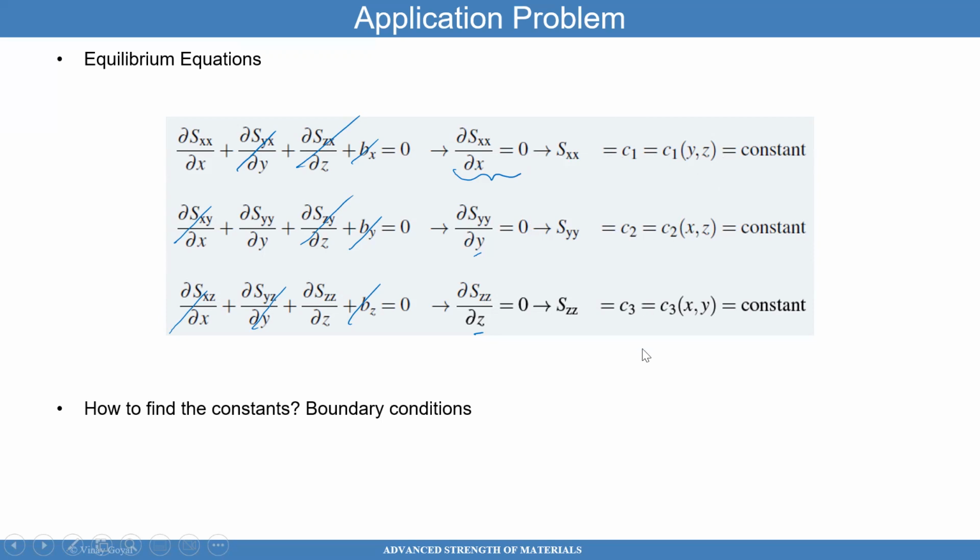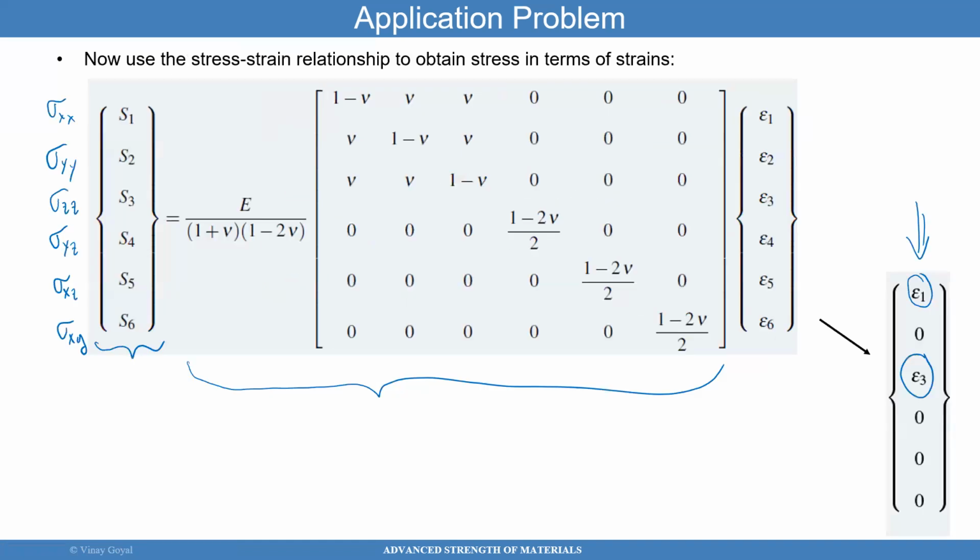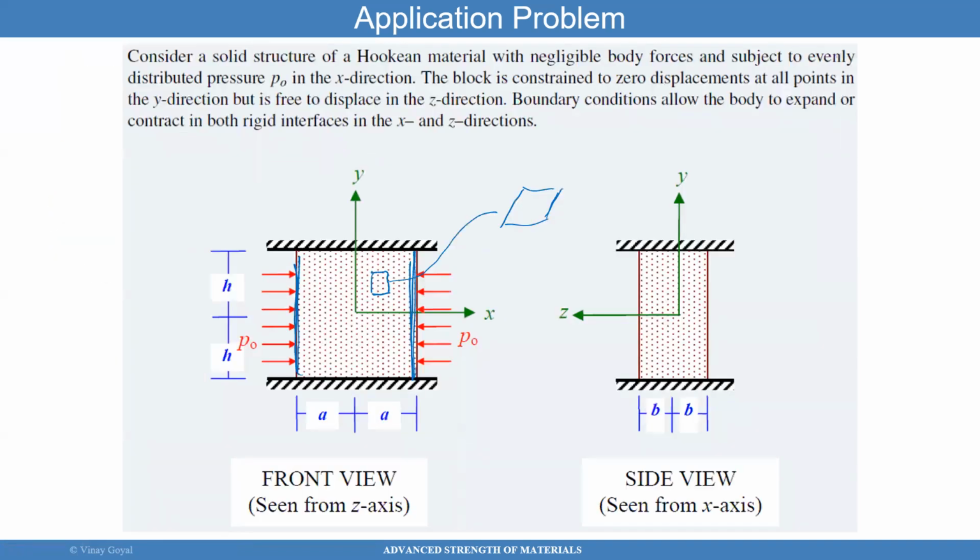So how do I find these constants that I have here? I can use the boundary conditions. I haven't really used the boundary conditions. If you notice here, I haven't used the fact that these boundary conditions are known. For example, I know this boundary condition there. Let's examine this one. At this boundary, let's examine that.